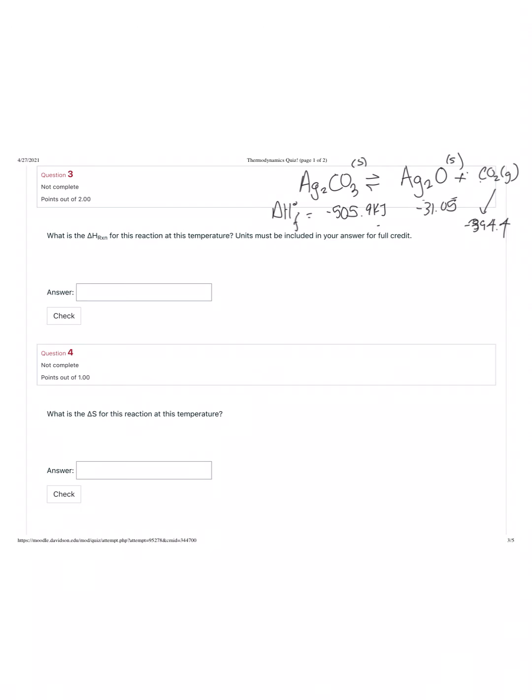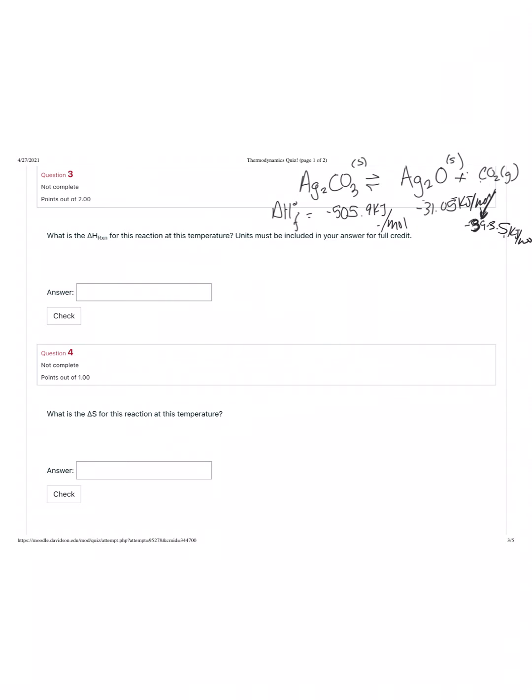So what you do is you go into your textbook and you find, okay, here I am preaching about units and I'm not including the unit, so apologies here. All right, so you've got your values for silver carbonate and silver oxide, and then if you look up CO2, CO2 is negative 394.4 kilojoules per mole. Actually, I got that wrong. That's negative 393.5 kilojoules per mole.